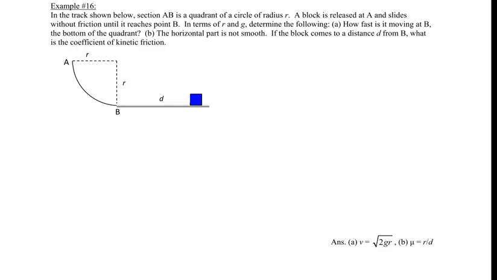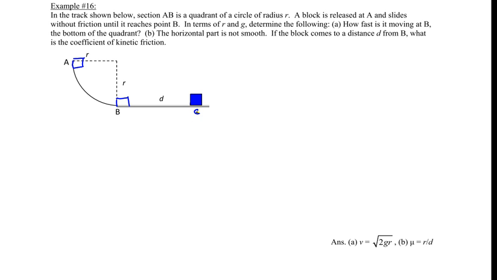Welcome to example number 16. In the track shown below, section AB is a quadrant of a circle of radius r. The block is released at position A from rest and slides down without friction until it reaches point B. At point B and then on towards a distance d, it encounters friction that will eventually cause it to come to some halt, and we'll just call this point C over here.